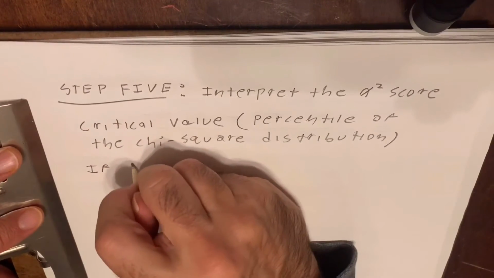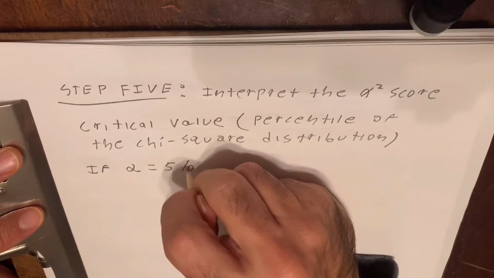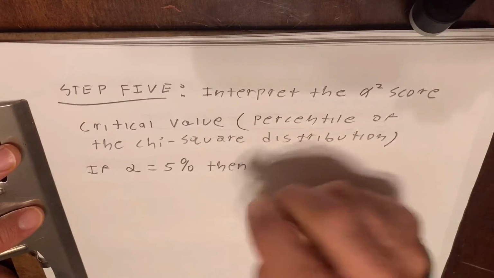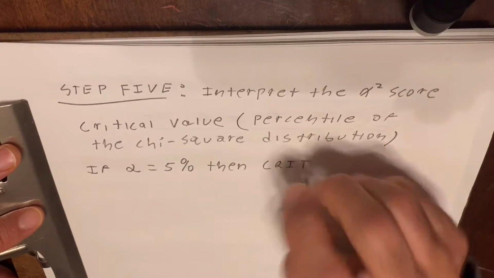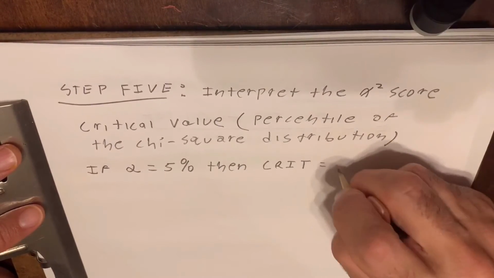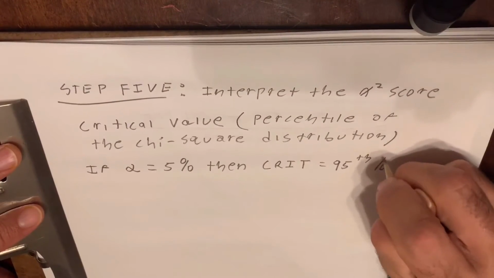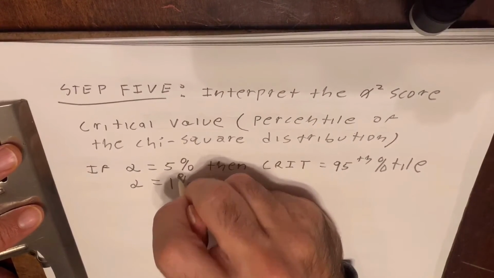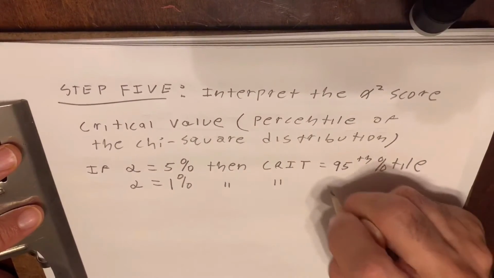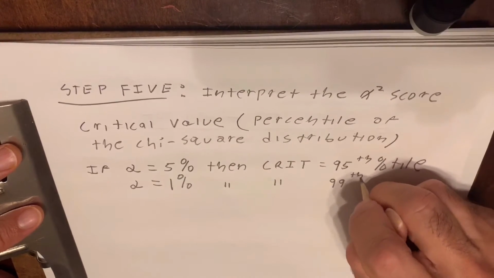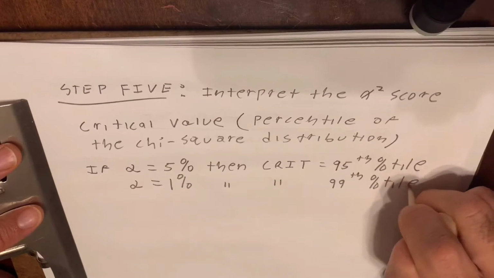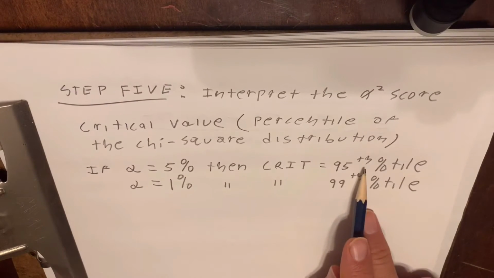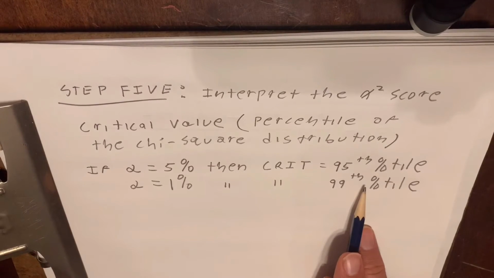So if alpha is equal to 5%, which means we're performing the test at the 5% significance level, then the critical value, I'll just write crit for critical value, is the 95th percentile. And if alpha is equal to 1%, another common significance level in the real world, then the critical value is equal to the 99th percentile. So I hope you see the pattern here, because 5 plus 95 equals 100. 1 plus 99 equals 100.